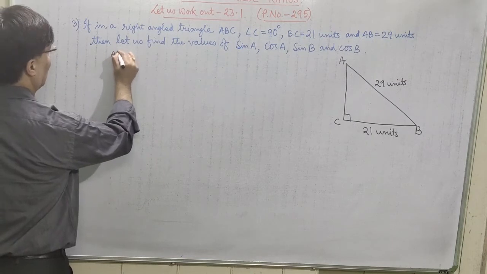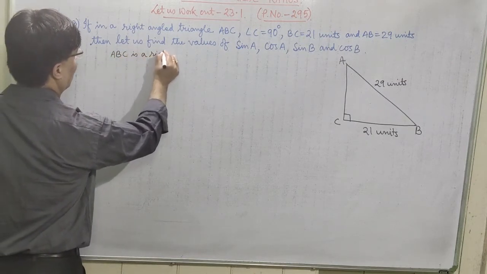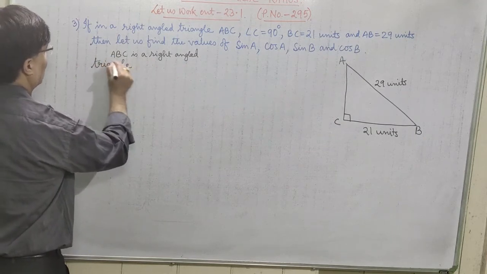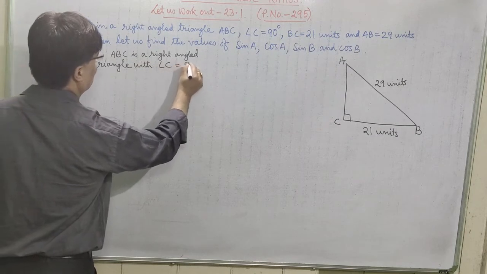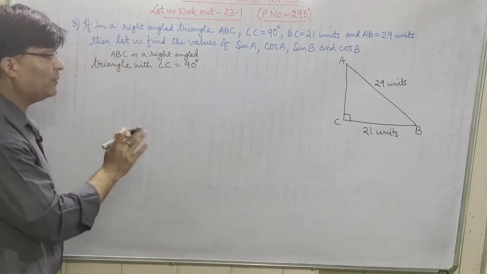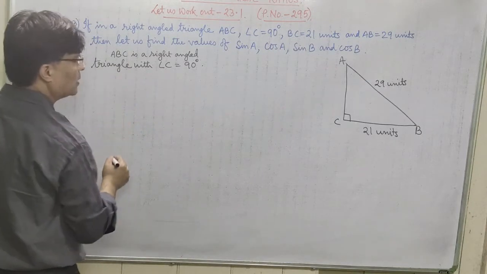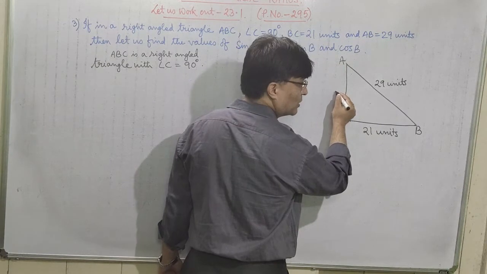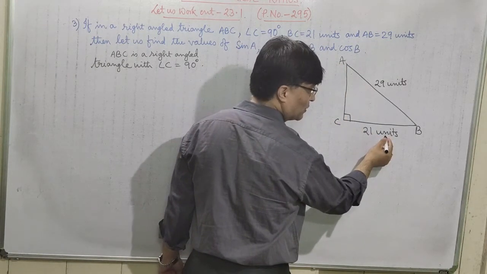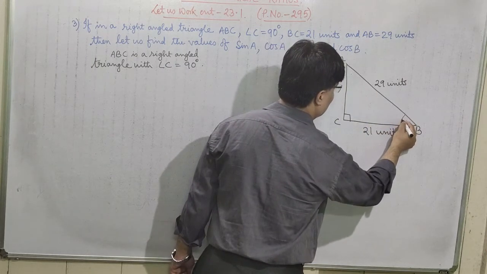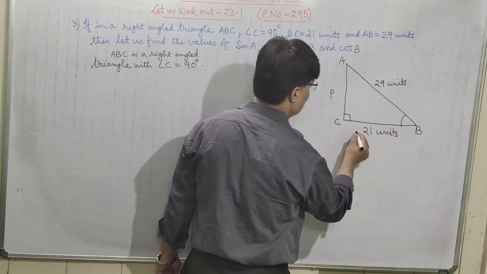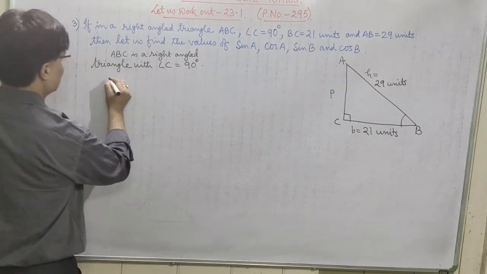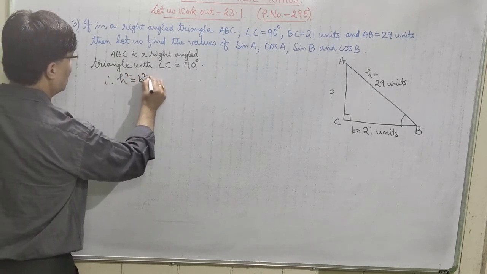Now let us write here, ABC is a right angled triangle with angle C is equal to 90 degree. Okay. So values for AB and BC are given. Let us get the value for AC. If angle B is considered, this will be the perpendicular. If angle A is considered, this 21 will be the perpendicular. So let us take this angle as B. If this angle B is considered, this will be the perpendicular, this will be the base and this will be the hypotenuse.